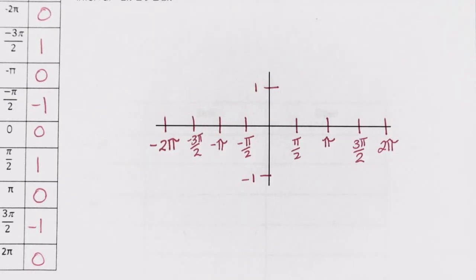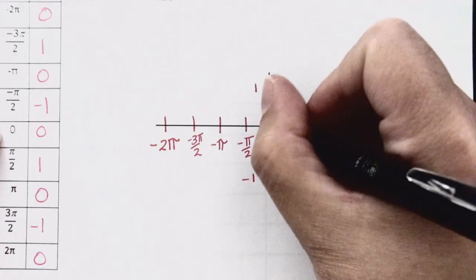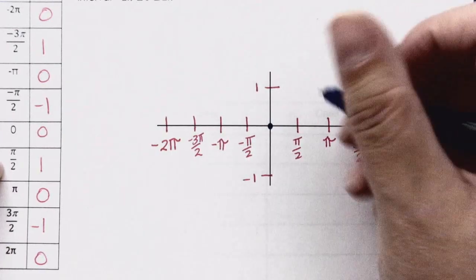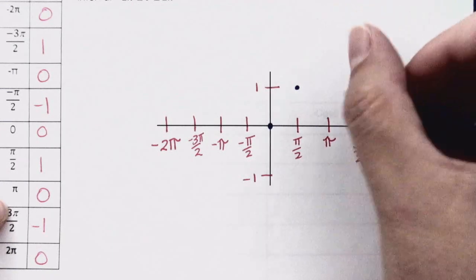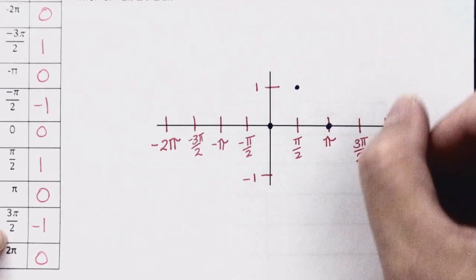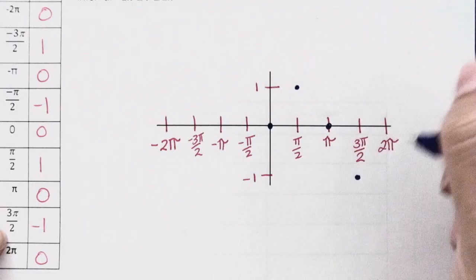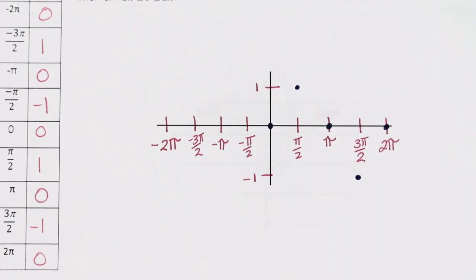All right, let's see what we got. I better use an erasable pen because I don't want to screw anything up. All right, so I'm going to start at 0, 0. Pi over 2 is 1. Pi is 0. 3 pi over 2 is -1. And 2 pi is back to 0.